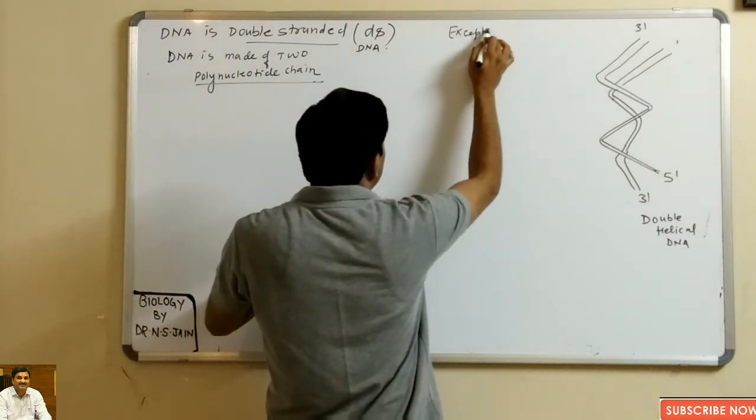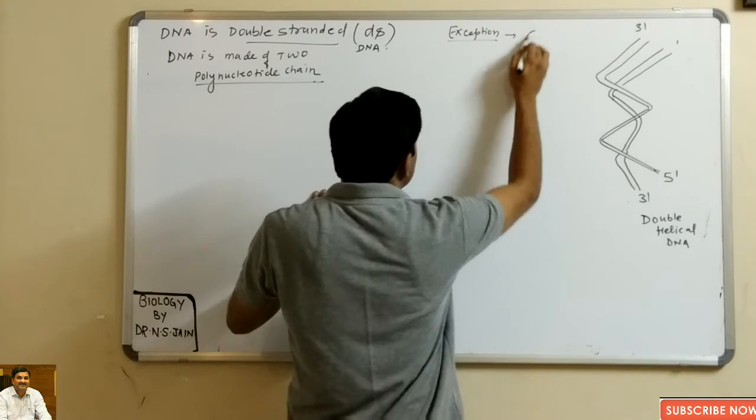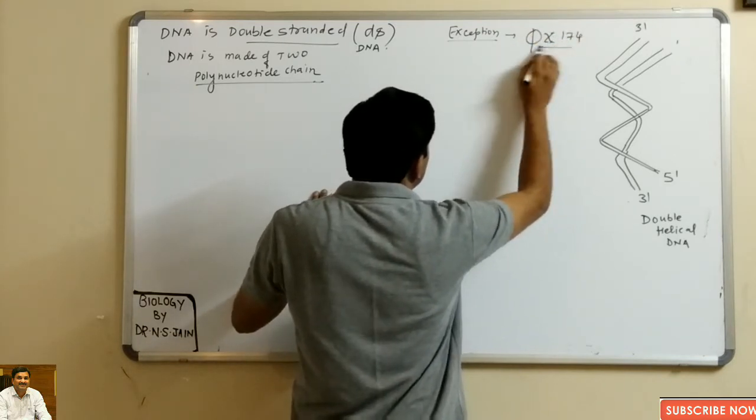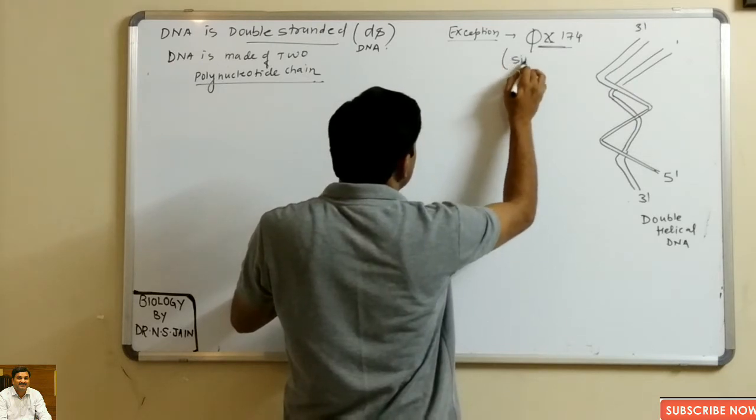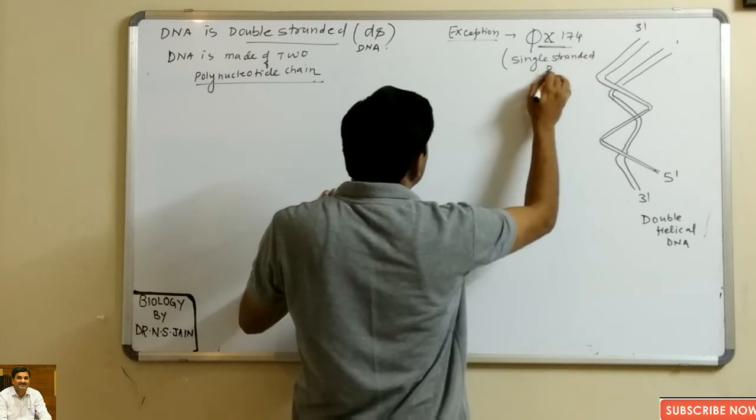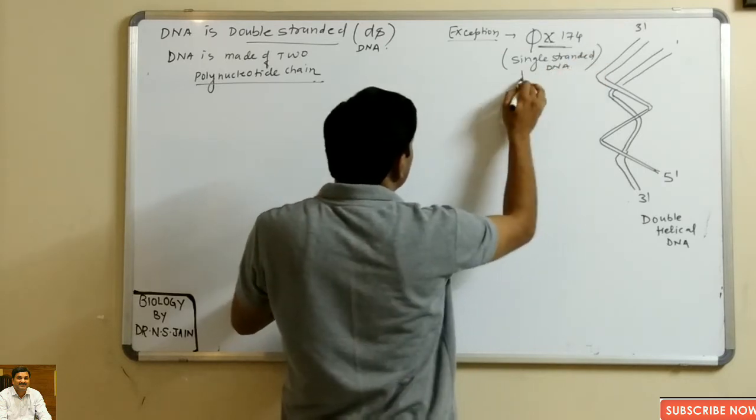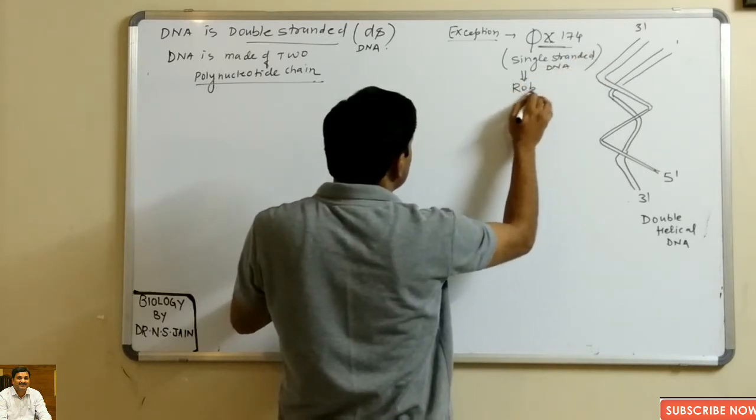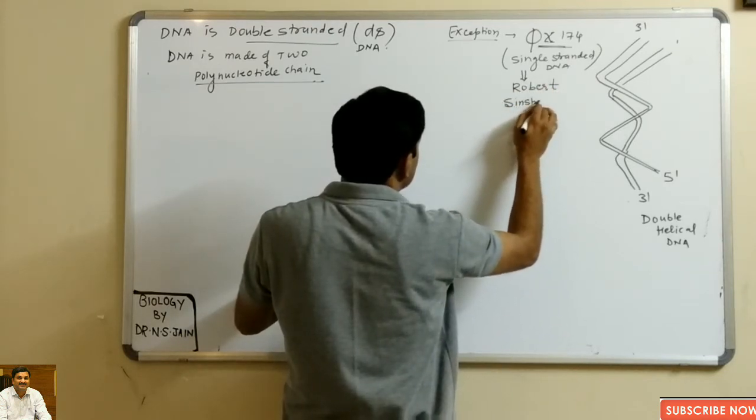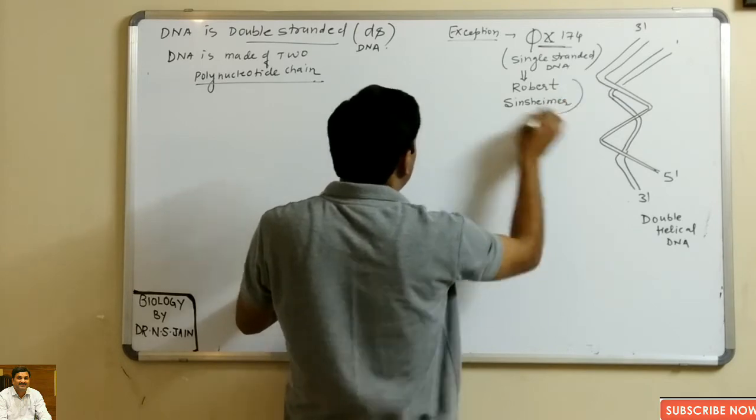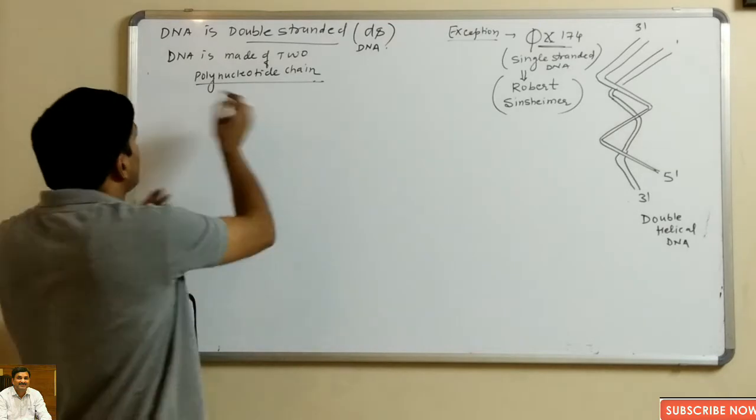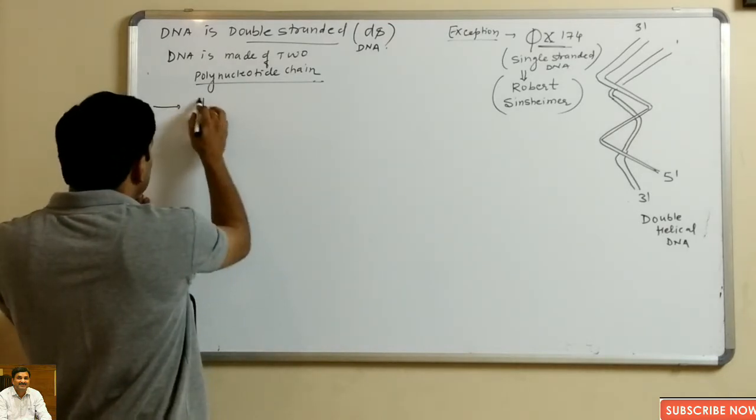Okay, exceptions are there. The exception is phi X 174, right? It has single stranded DNA, and the single stranded DNA was discovered by a scientist known as Robert Sinsheimer. Otherwise the DNA is double stranded.